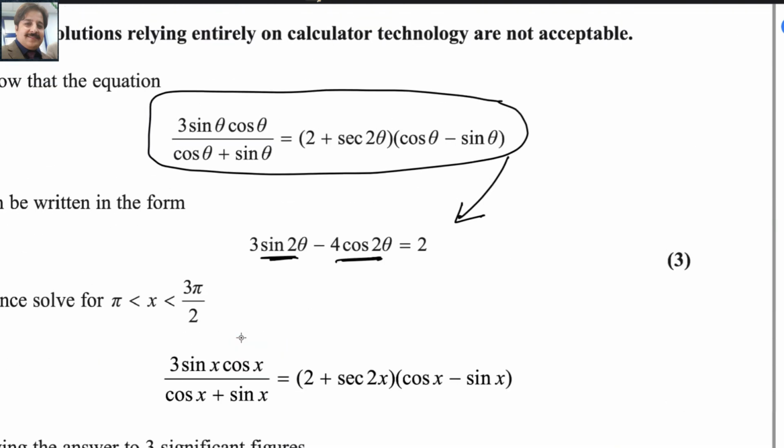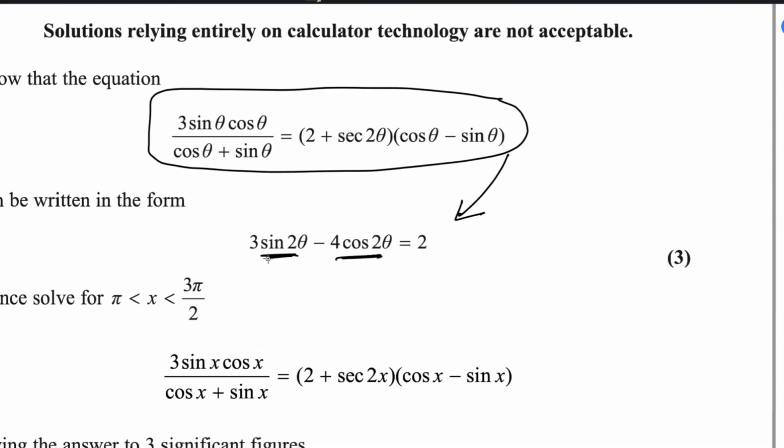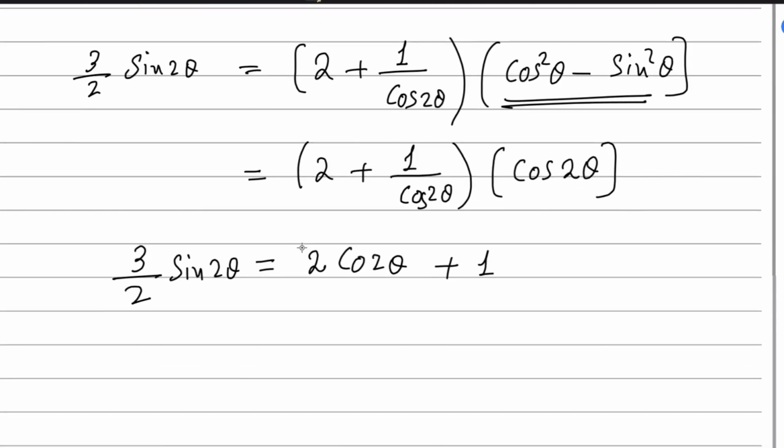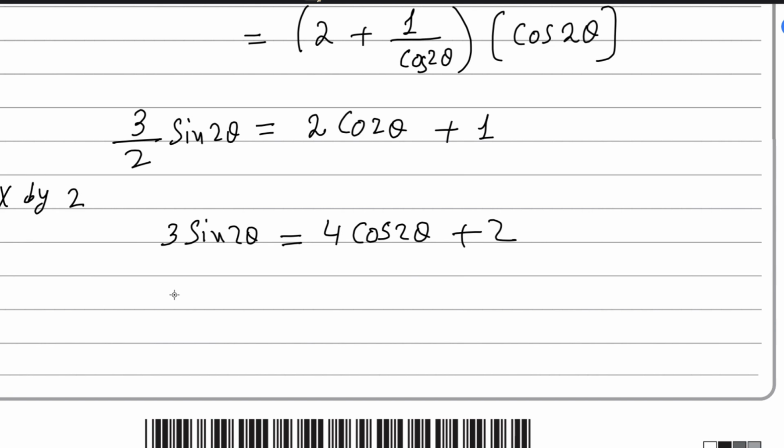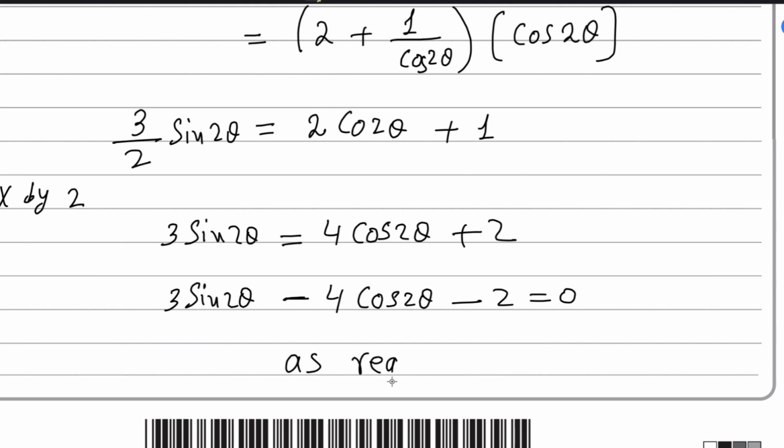Now let's go back to the question. Yes, we want no fraction here, so multiply by 2 to get rid of this 2. So it will be 3 sine 2 theta equals 4 cosine 2 theta plus 2. Now bring these two values to the left side, so it will be 3 sine 2 theta minus 4 cosine 2 theta minus 2 equals 0. This is as required. So the first part is done.